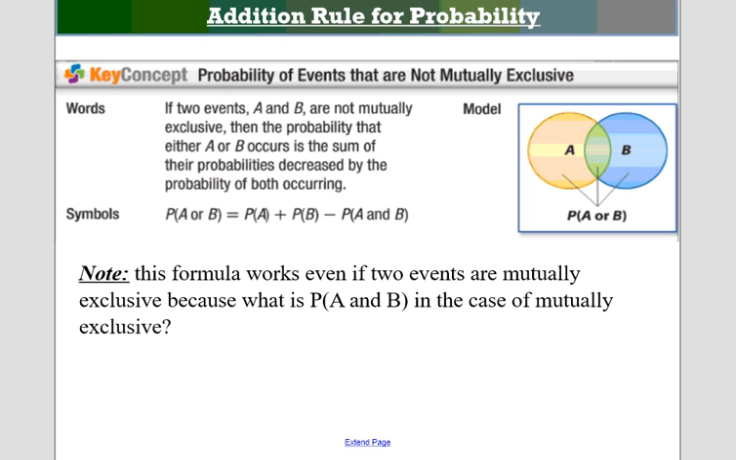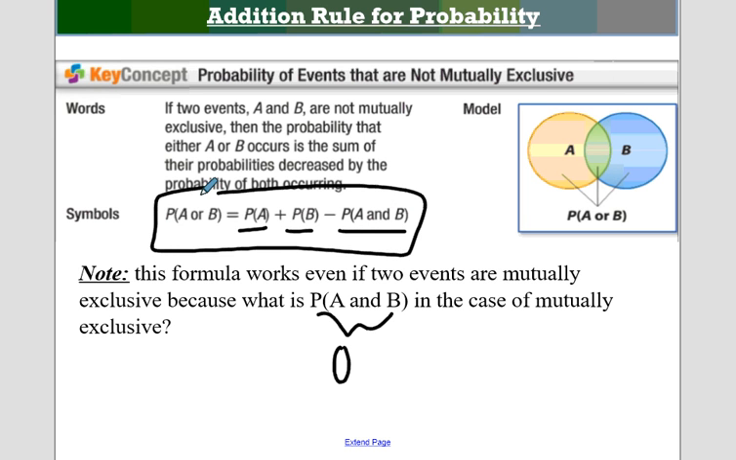It says if two events are not mutually exclusive, they have some overlap, I take the probability of A, I add it to the probability of B, and then I subtract out the probability of A and B occurring, because it was double counted. So note, this formula actually works even if the two events are mutually exclusive, because the probability of A and B in the case of mutually exclusive is going to be 0. So this part would just go away, and you would end up with the probability of A plus the probability of B. So this actually works for the case of not mutually exclusive or mutually exclusive.